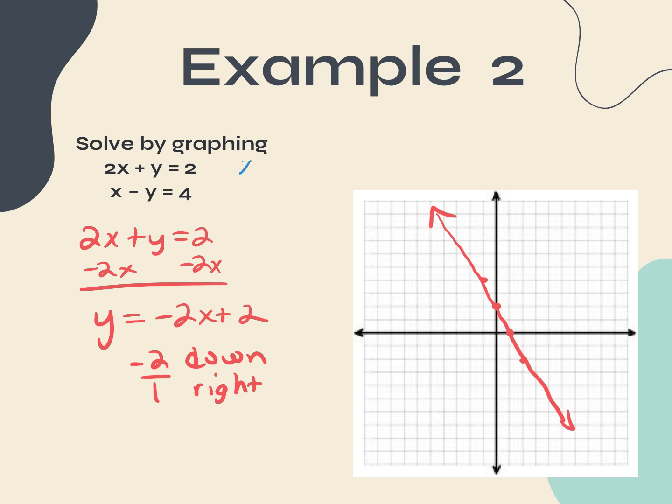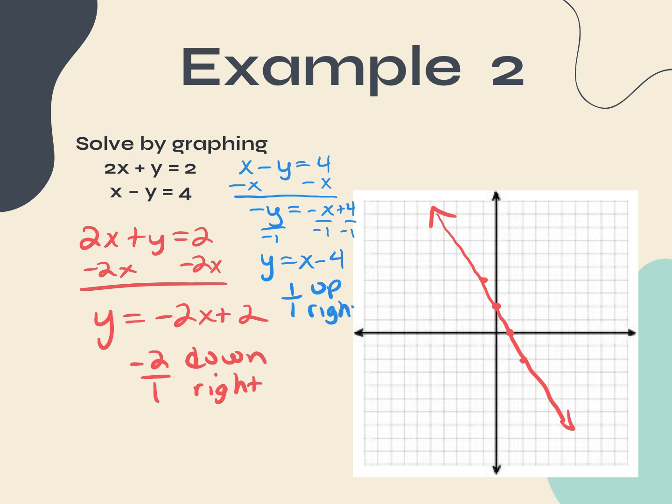Now I'm going to do the same thing for the second one, but I'm going to do it in blue. x minus y equals 4. Subtract x. -y equals -x plus 4. Divide everything by -1, and y equals x minus 4. Same equation as before. So my first point is going to be on -4. My slope is 1 over 1. So up 1 and to the right 1.